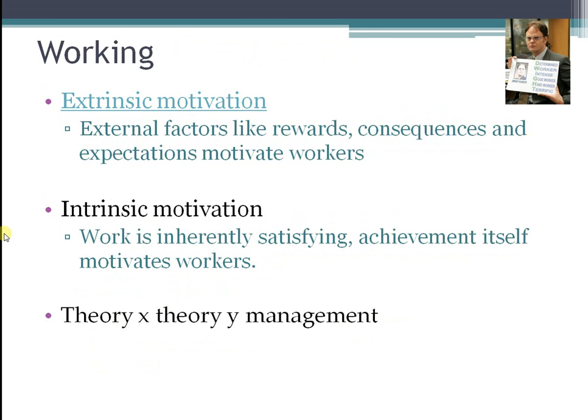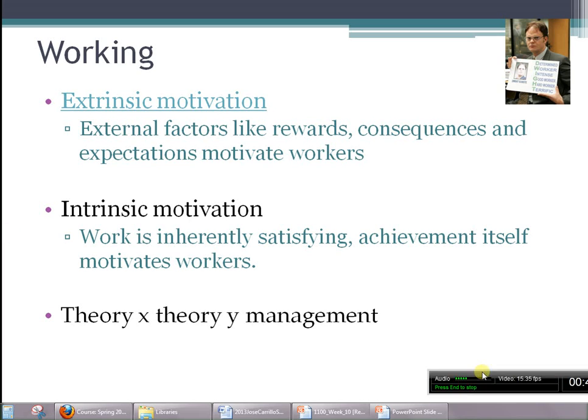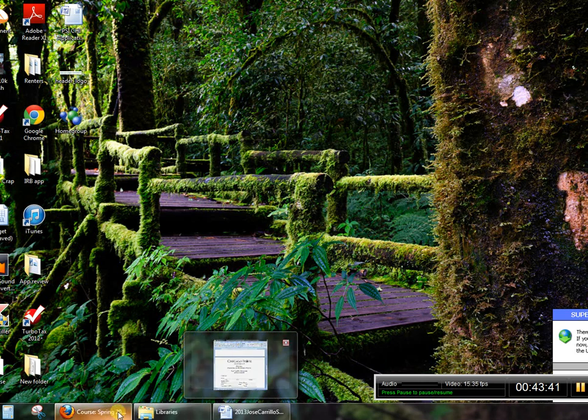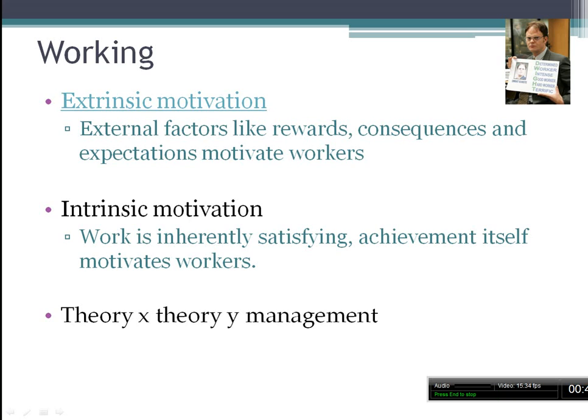So the idea behind Theory X and Theory Y management just states that Theory X managers tend to focus on extrinsic motivation. They tend to see workers as being motivated by external factors. And Theory Y managers tend to focus on intrinsic motivation, and suggest that people are motivated by internal factors. Again, essentially, Theory X focuses on extrinsic, and Theory Y focuses on intrinsic motivation.